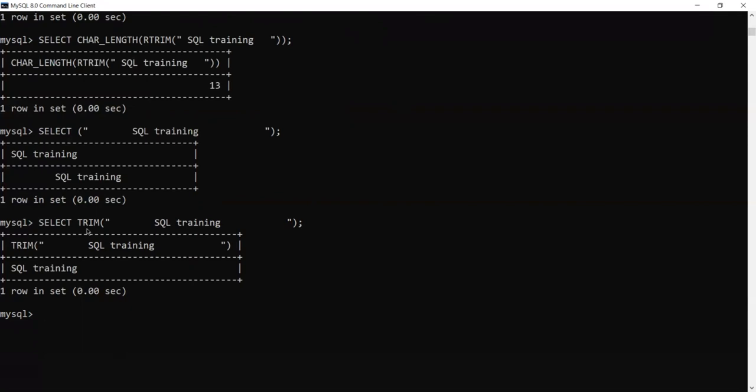Why trim came into the picture was, initially, to take off all the spaces at the start and at the end, we had to use left and right trim. We had to use two functions, and to overcome this issue, a new function came into the picture, that is the trim function, where only one function is capable of taking off spaces at the start and at the end.